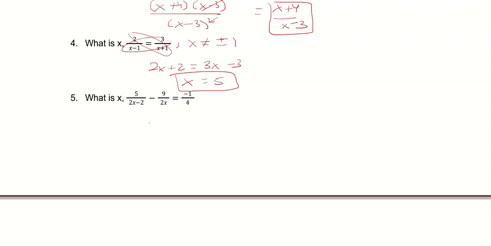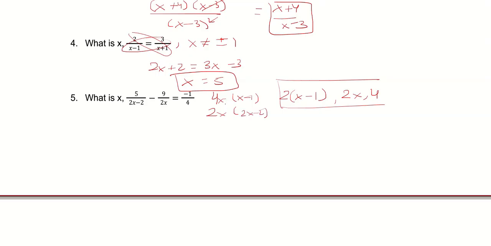For number 5, let's get a common denominator here and multiply both sides by that. So note that you basically have the first fraction 2 times parentheses x minus 1, the second fraction is 2x, and the last one is 4. So for the least common denominator between 2 and 4, that's going to be 4. And then we have x and x minus 1, which, if you want, is just the same thing as 2x times 2x minus 2. So this is what we're going to multiply both sides by.